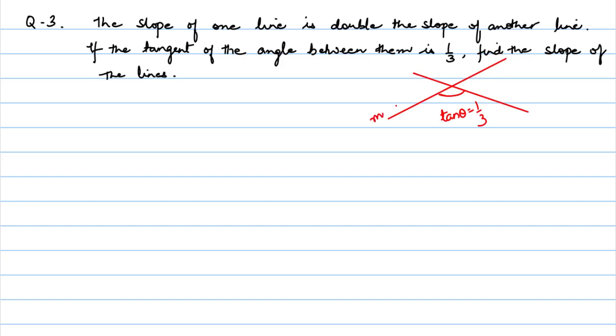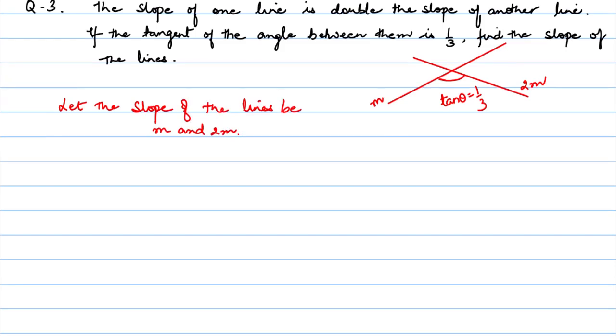And let the slope of this line be m. And since the slope of one line is double the slope of the other line, if the slope of this line is m, therefore the slope of the other line would be 2m, double of the previous line. So therefore let the slope of the lines be m and 2m, because the slope of the lines are related how? If one of them is m, the other is double of it, therefore 2m.